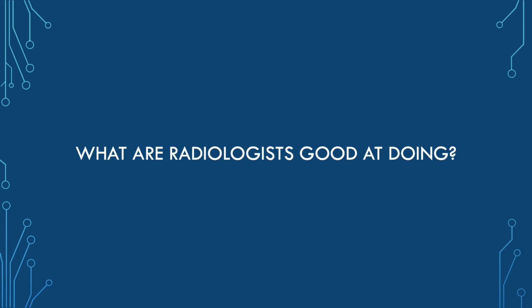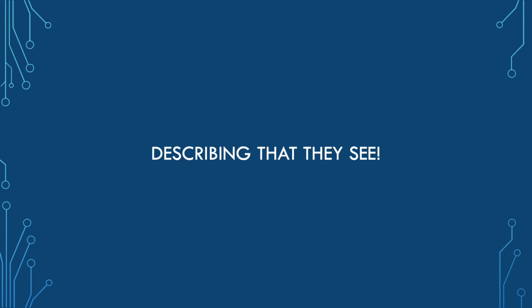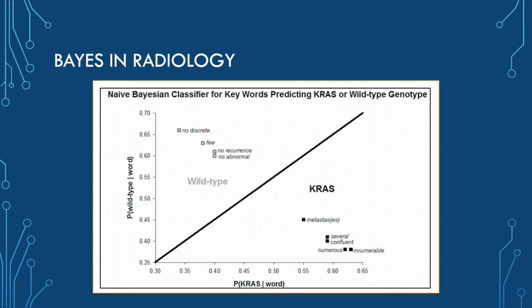So, what are radiologists good at doing? Well, the basic job description is describing what you see. As radiologists, we are expertly trained to describe what we see. These descriptions of radiographic findings are, by and large, fairly consistent across providers, which means that the naive Bayes algorithm can be used to draw associations from the frequencies in the words that we use.